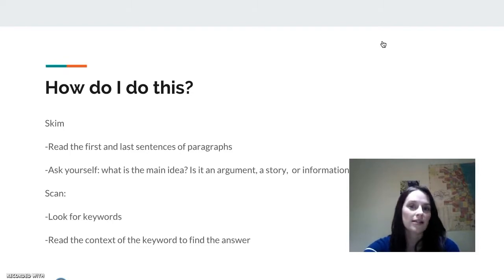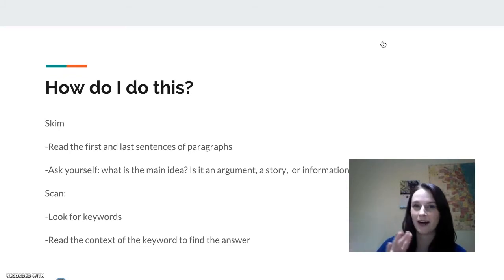And make sure you practice reading for context. Now, context clues is a whole other thing, and I do have a video on that. But reading for context is a really important skill when scanning.